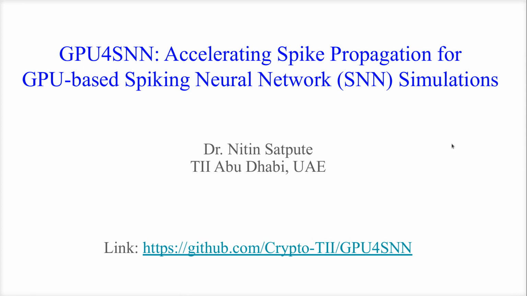Today's talk is about GPU for SNN, which is accelerating spike propagation for GPU-based spiking neural network simulations. This particular work has been submitted to the Neural Networks journal, and the link to the code and implementations is available and has been provided.